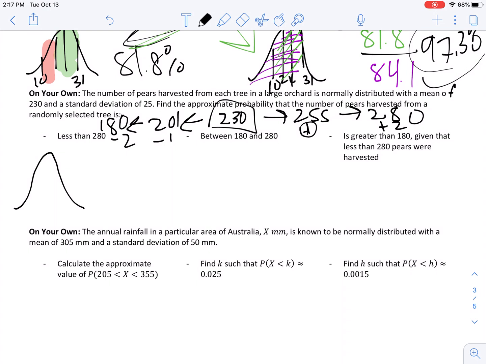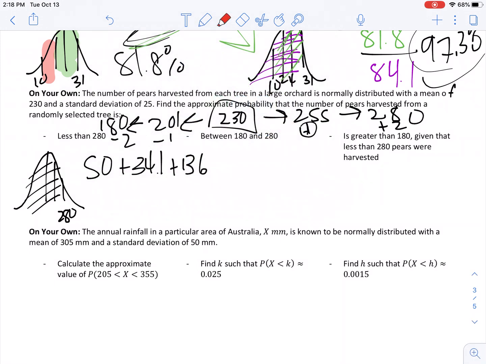So less than 280. Now I see that that is 2 standard deviations away, so that's 280. So we want all of that area to be shaded in. So we need 50% that goes up to mu, and then I need to add the standard deviation, the first one, which is 34.1, plus the next little one, which is going to give us 13.6. So if we look at this, 50% is all of that.